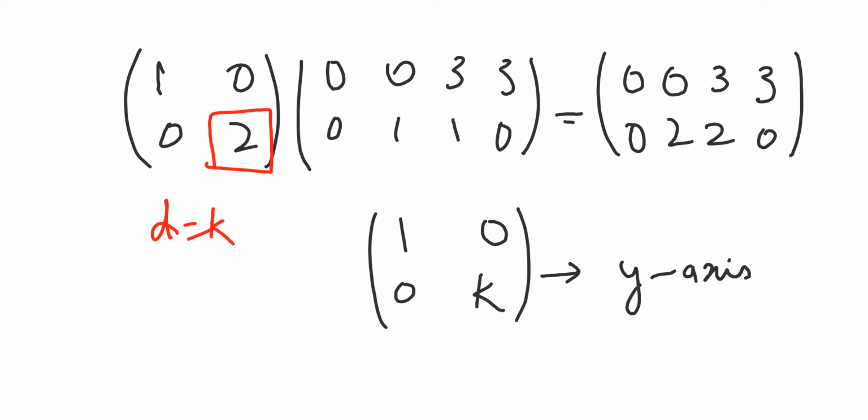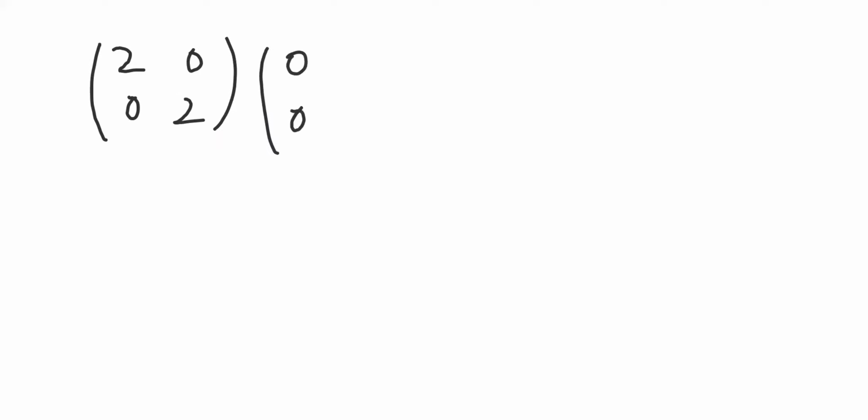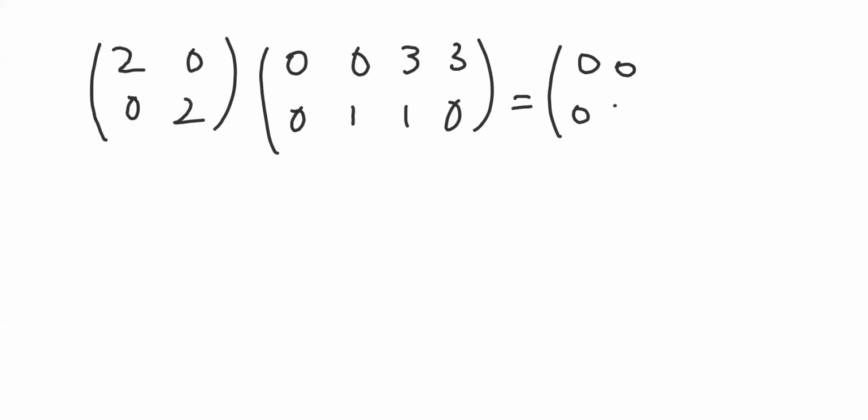So if we have a matrix that is 2, 0, 0, 2. Now I'm changing the elements of both the A and the D, and we multiply it with our coordinate matrix that is 0, 0, 0, 1, 3, 1, and 3, 0. What we're going to get is 0, 0, 0, 2, 6, 2, and 6, 0.